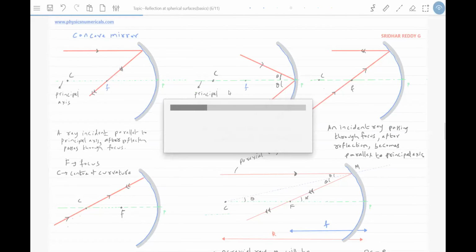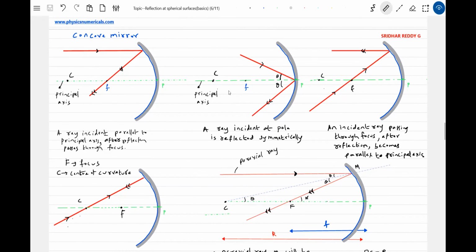If a ray of light is incident, what will happen to it? We have to apply the idea of reflection here. There's a normal. Let's come to this one. There's a concave mirror. The inner surface is available for reflection.